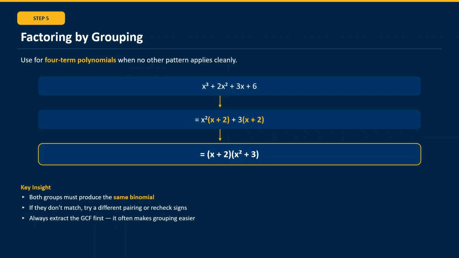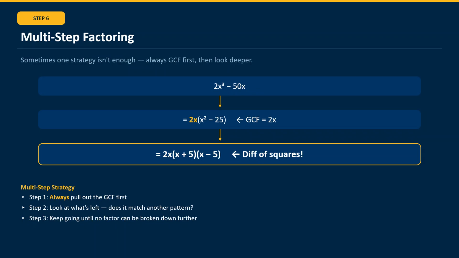If the two binomials do not match after pulling out factors, try a different grouping or recheck your signs. A single sign error can break the match. Sometimes a single factoring pattern is not enough. You need to apply the greatest common factor first, and then use another strategy on what remains.